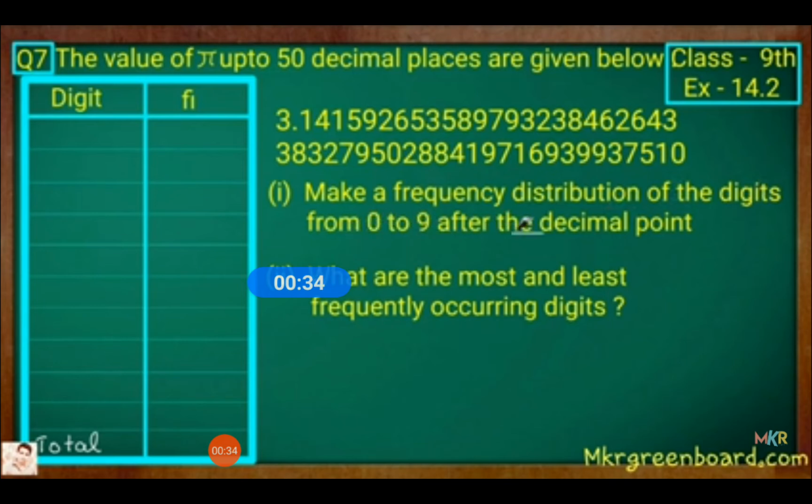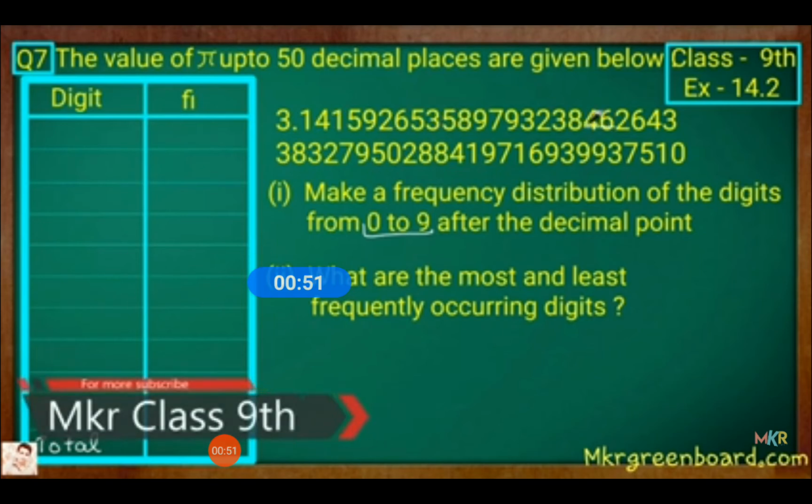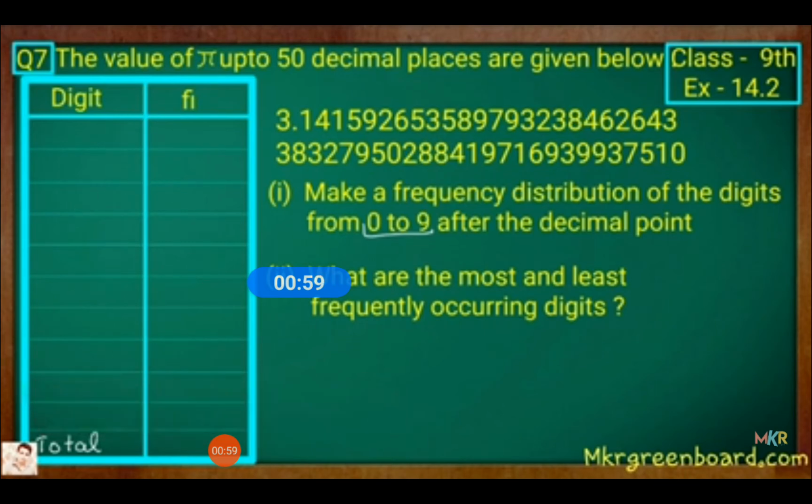So firstly we will make a table, and on this left side, I have made two columns, digit and frequency. So first of all, you will write the digits 0 to 9 in the column of digits. Here you will write 0, first digit will come 0, then 1, 2, 3, 4, 5, 6, 7, 8 and 9. After that we will check their frequency, and in the last column total will come.